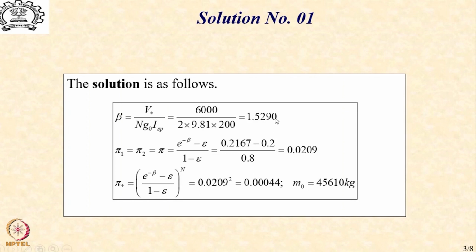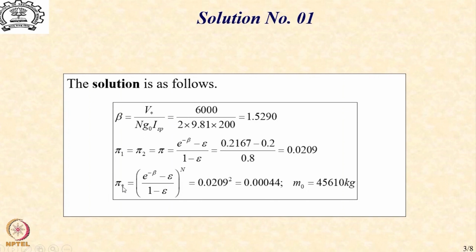So in this case we have gone up to 4 decimal places, and then we calculate the stage payload ratio, that is pi 1 and pi 2, as e to the power minus beta minus epsilon divided by 1 minus epsilon. In the present case, the epsilon is 0.2, and when we perform this calculation, we find that the two-stage payload ratios are 0.0209, a fairly small value.